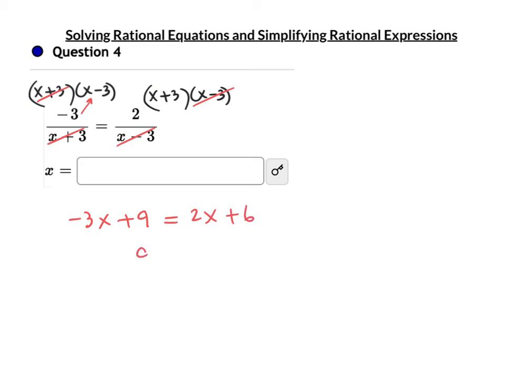Add 3x to both sides. 9 equals 5x plus 6. Take a 6 off each side. That's 3 equals 5x. Divide by 5. And it looks like x is 3/5.